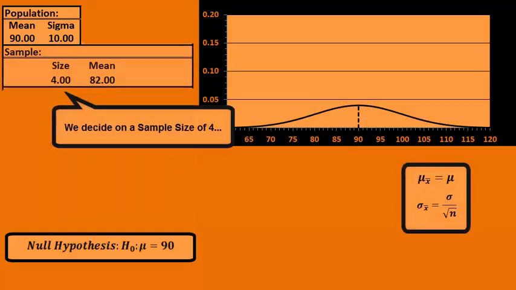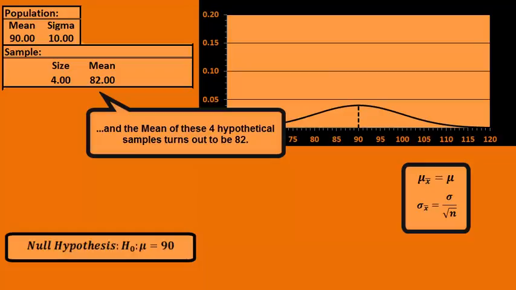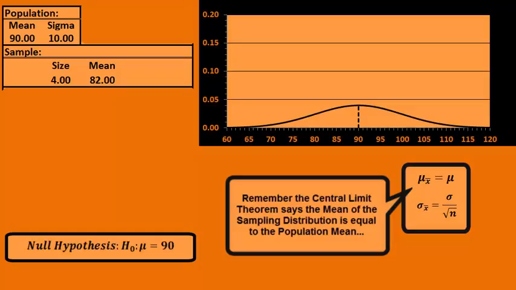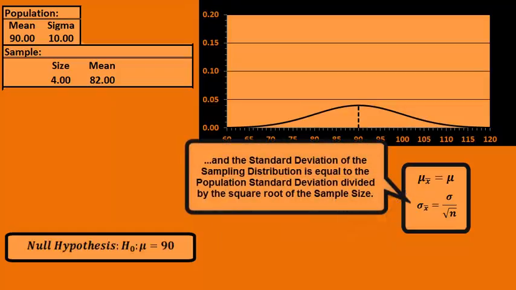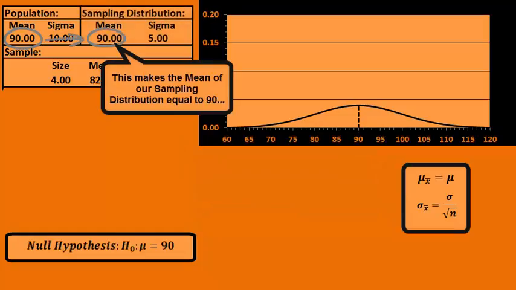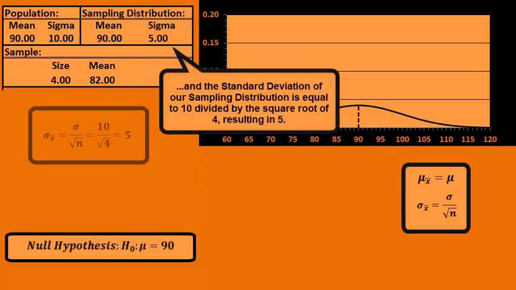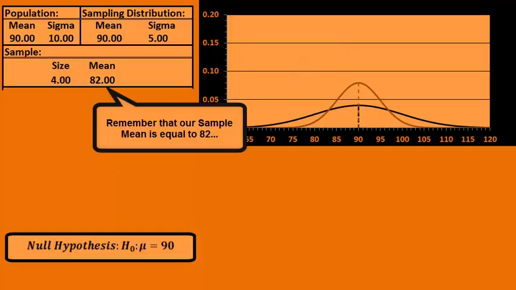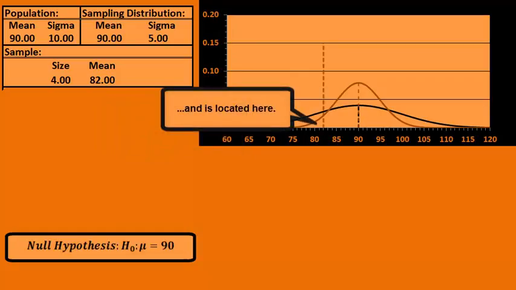We decide on a sample size of 4, and the mean of these 4 hypothetical samples turns out to be 82. Remember, the central limit theorem says the mean of the sampling distribution is equal to the population mean, and the standard deviation of the sampling distribution is equal to the population standard deviation divided by the square root of the sample size. This makes the mean of our sampling distribution equal to 90, and the standard deviation of our sampling distribution equal to 10 divided by the square root of 4, resulting in 5. This results in a sampling distribution that looks like this. Remember that our sample mean is equal to 82 and is located here.